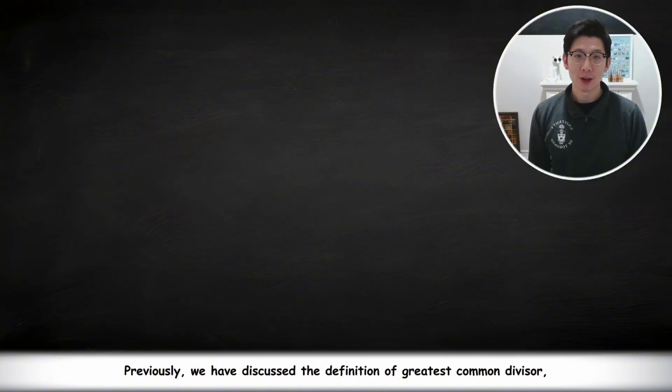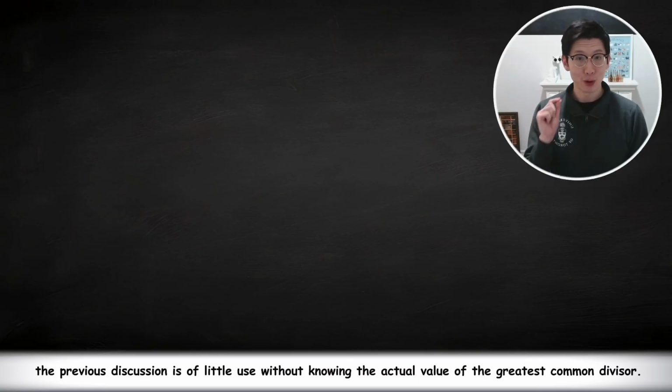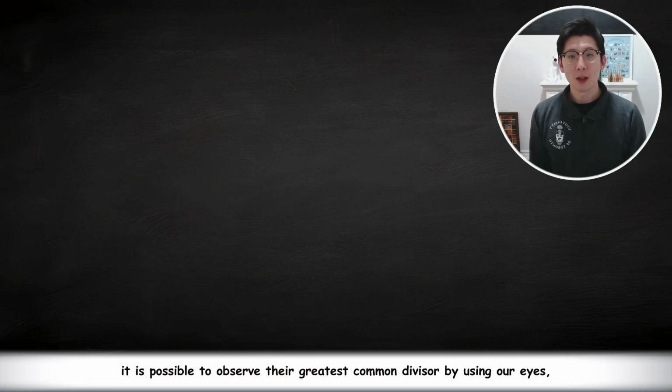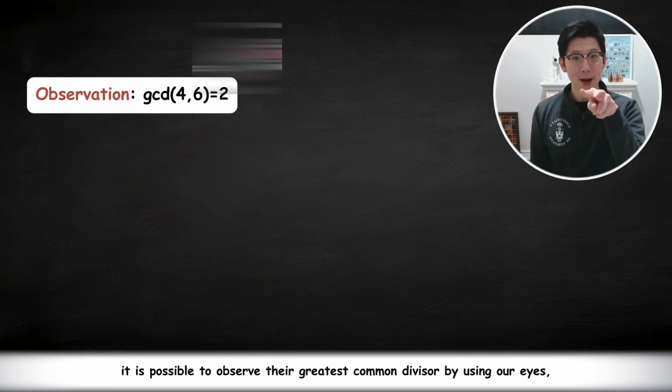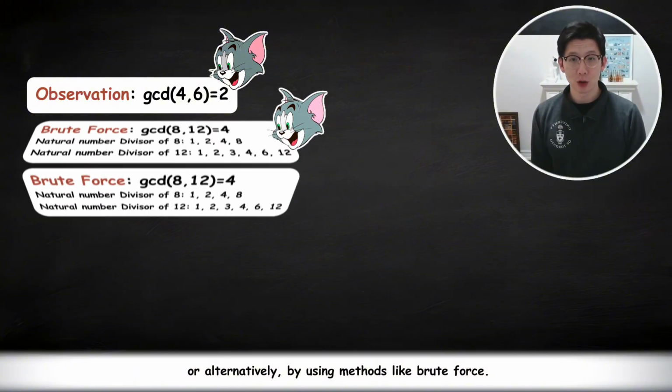Previously, we have discussed the definition of greatest common divisor as well as some of its elementary properties. Yet, in practice, the previous discussion is of little use without knowing the actual value of the greatest common divisor. Sometimes, when the magnitude of a and b are relatively small, it is possible to observe their greatest common divisor by using our eyes, or alternatively, by using methods like brute force.